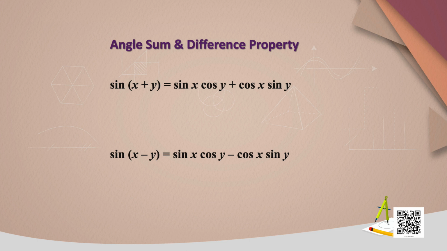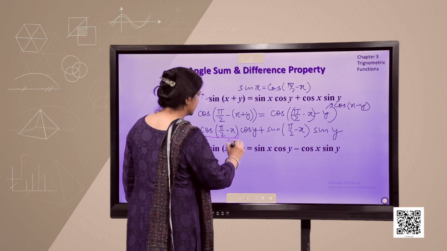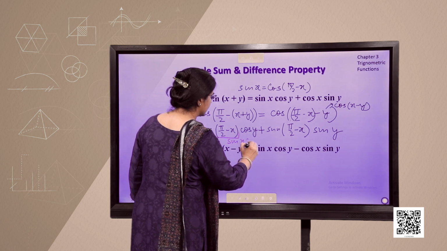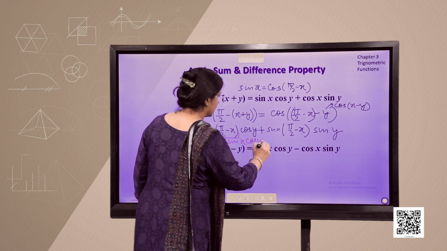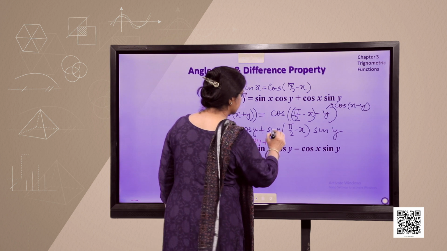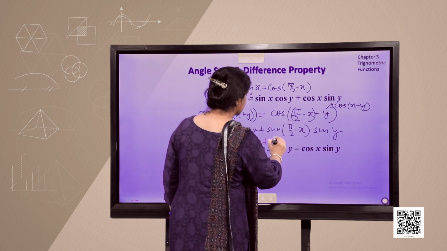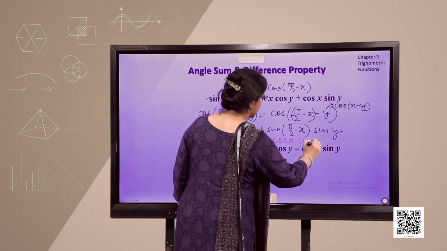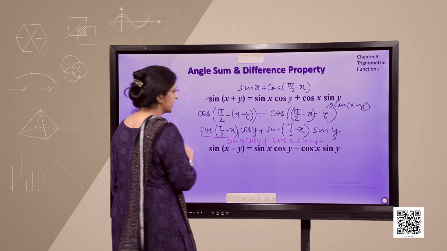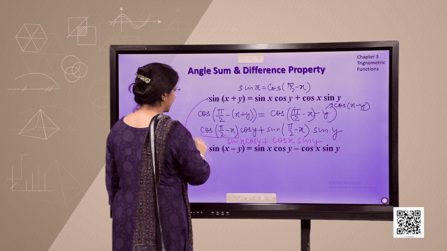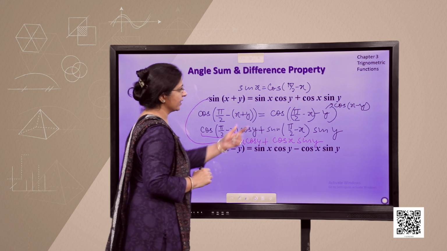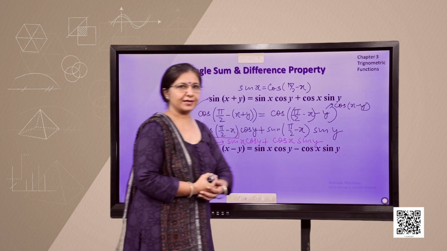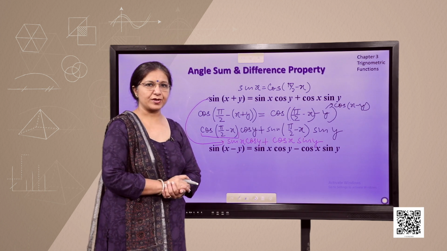Now we know cos of pi by 2 minus x is nothing but sin x, and this is cos y. Plus, sin of pi by 2 minus x is cos x and sin y. And this gives us the value of sin of x plus y, the same property which is written here. So, this is proved.